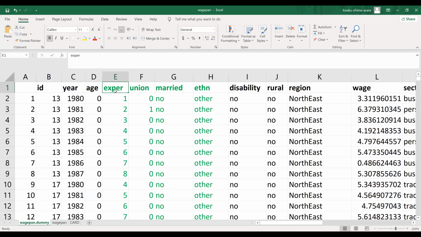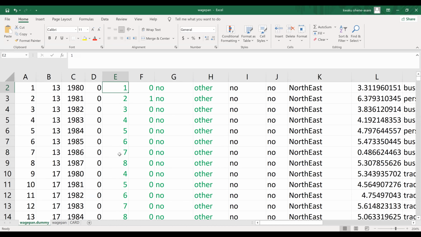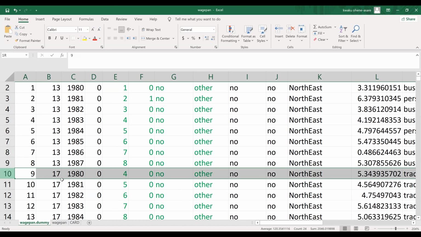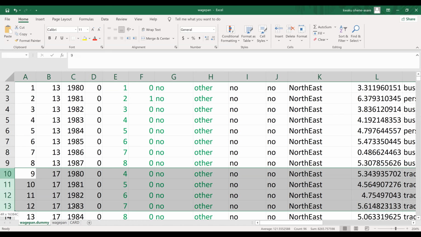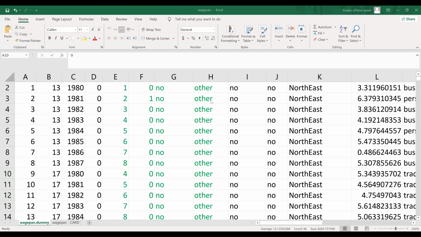Okay, so 8 years, but it's not everybody who started with 1 year experience. If you look at the second guy here, the person with number 17 ID. His experience, by the time he started in 1980, he already had 4 years of experience. So it starts from there, and then he started increasing his experience. Okay. So that is a very important thing to note.